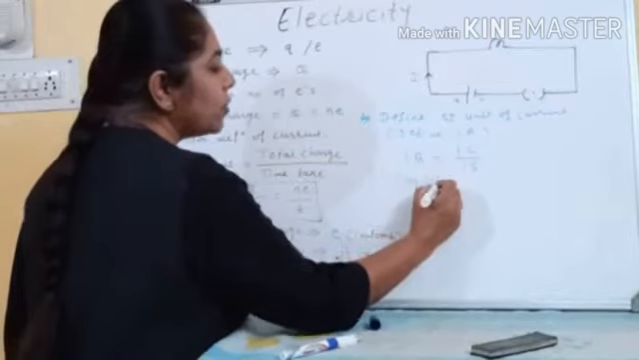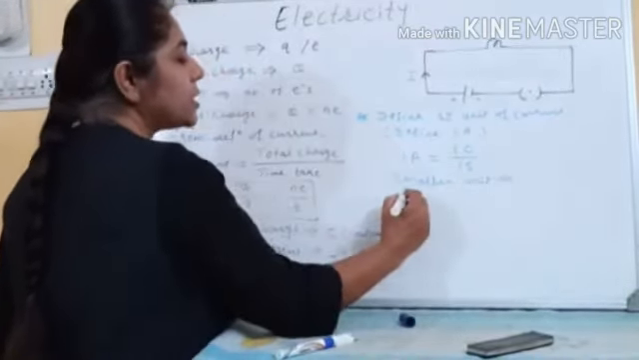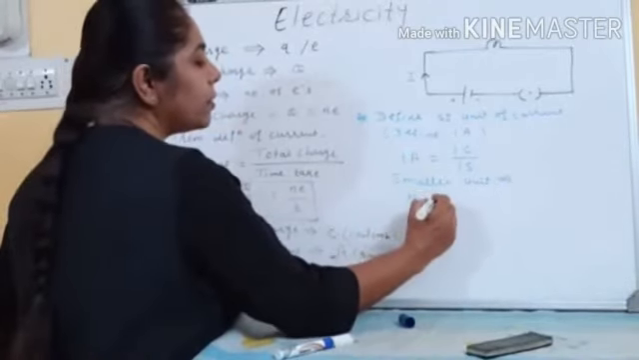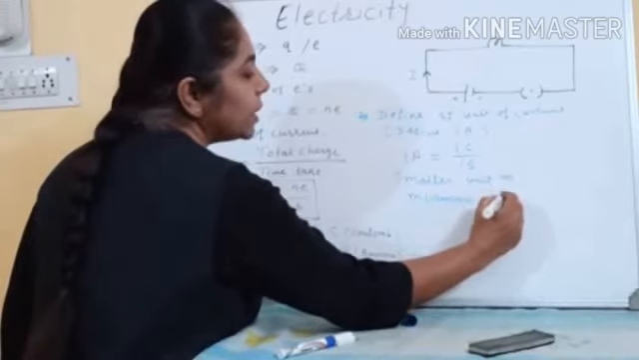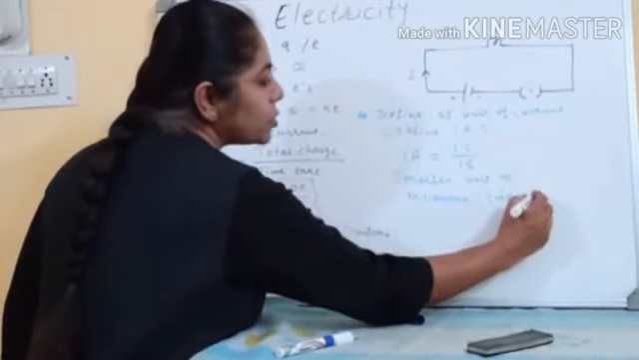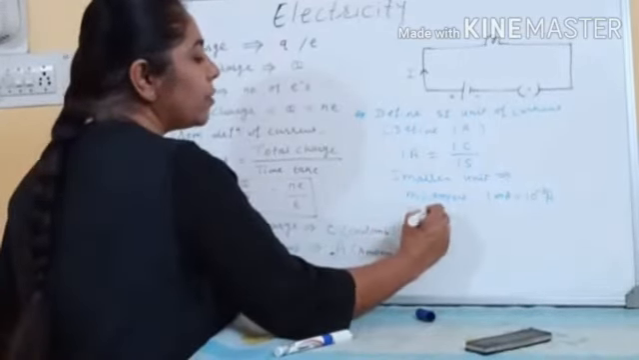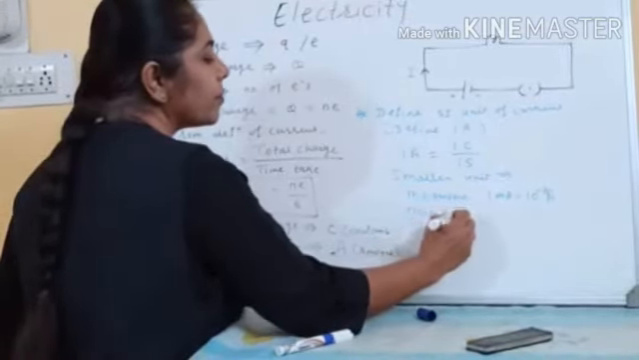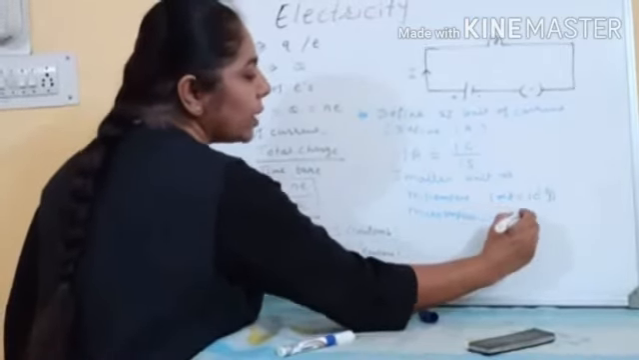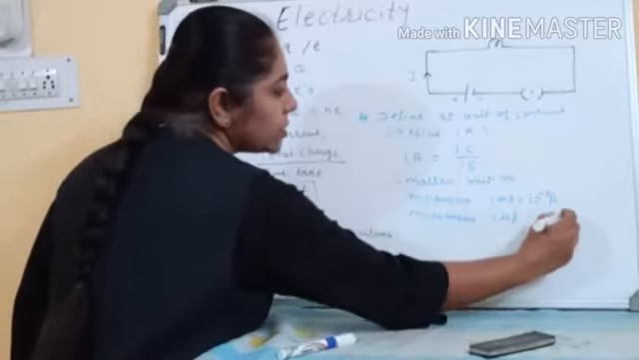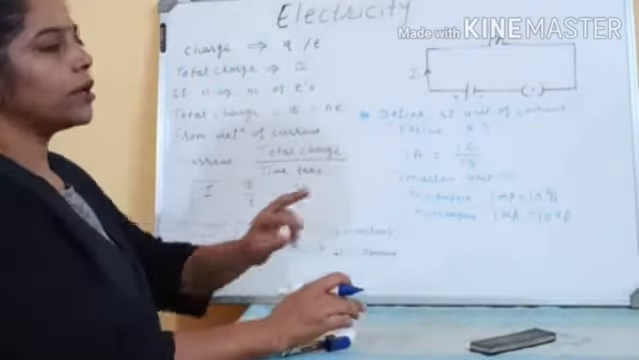Smaller units of current: first is the milliampere, 1 milliampere is equal to 10 raised to minus 3 ampere. And the microampere, denoted by mu A. So 1 microampere is equal to 10 raised to minus 6 ampere. So these are smaller units.